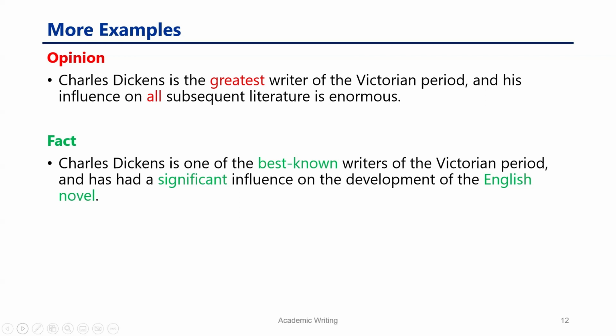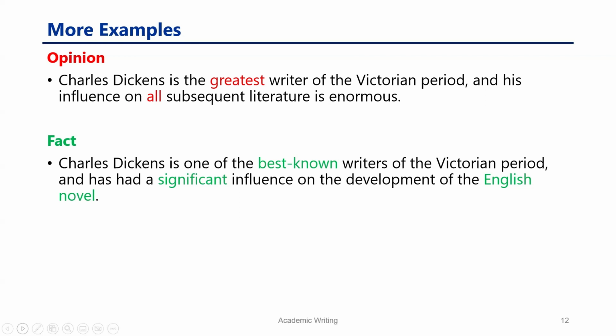What we want to have in academic writing are facts. Let's look at the same statement written as a fact. Charles Dickens is one of the best known writers of the Victorian period and has had a significant influence on the development of the English novel. Okay, best known is not some absolute. There are probably people that did not know Charles Dickens. So that one is a little less difficult to prove.